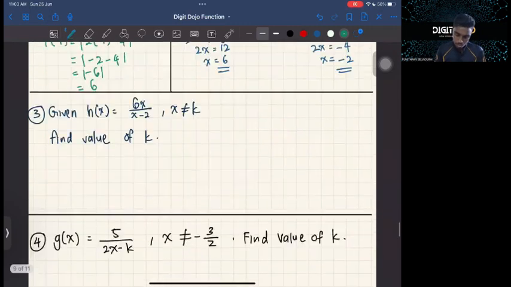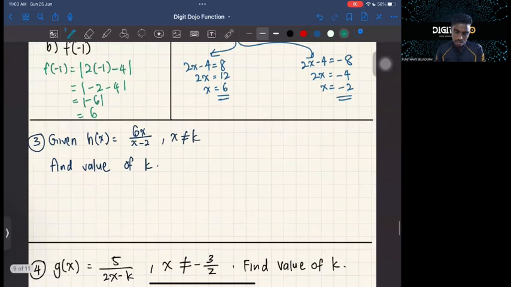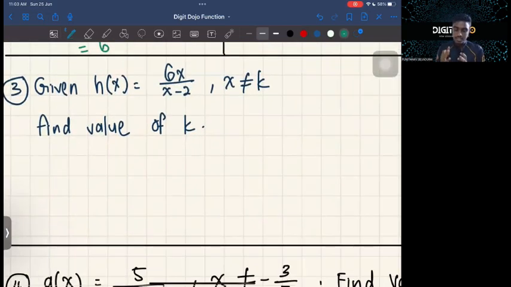We'll try out two more questions. Given h(x) is 6x over x minus 2, and they said x is not equal to k. Okay, this question you have to understand. x is not equal to k. Why are they giving this information?